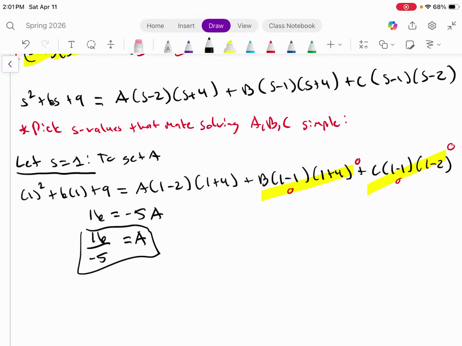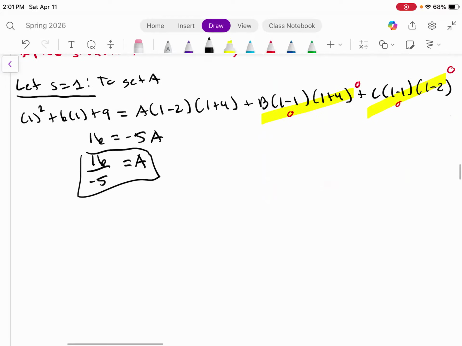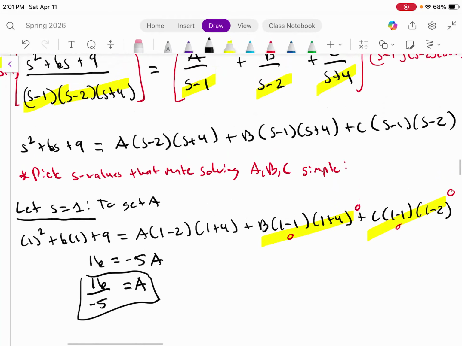All right, so that is A. And we're going to do the same process to get B and C. So let's look at our setup here. I already know what A is, I don't need to worry about what A is, but how do I get B and C?